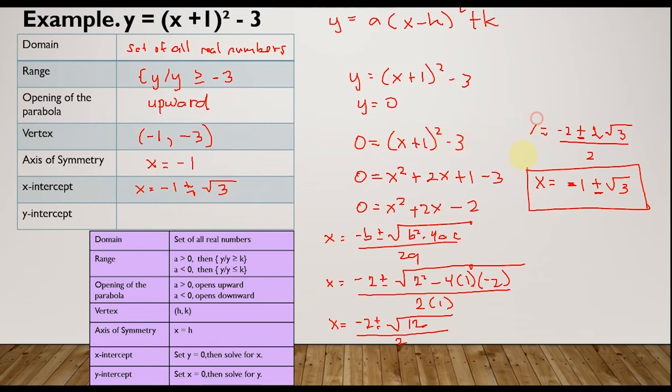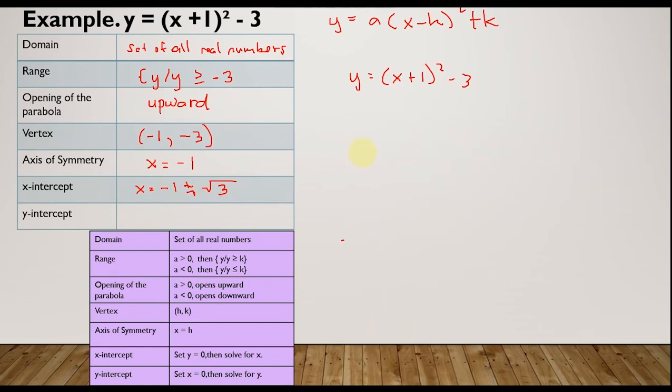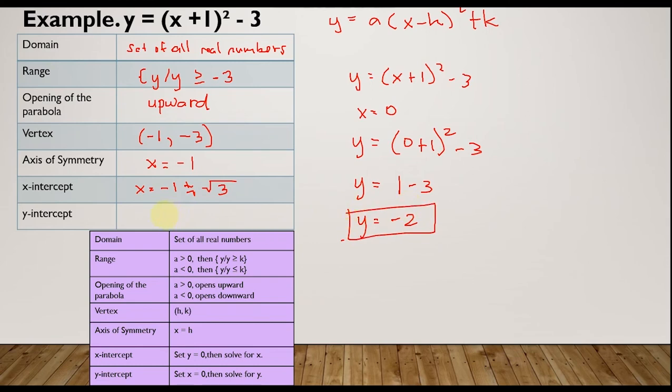Next, let's erase this one. Let's go with the y-intercept. For the y-intercept, to determine it, you need to set x to 0 and then solve for y. So this time, x is equal to 0. Substituting this in our original equation, y equals (0 plus 1) squared minus 3. Y equals 1 squared, 1 squared is 1, minus 3. So y is equal to negative 2. So this is our y-intercept.